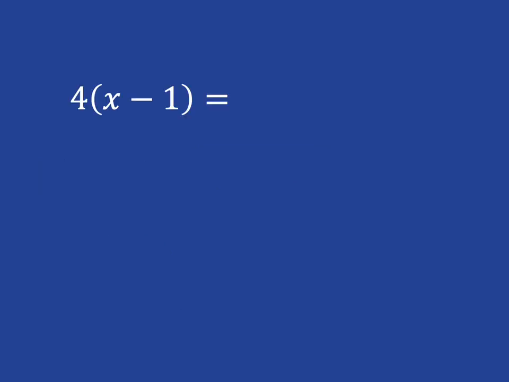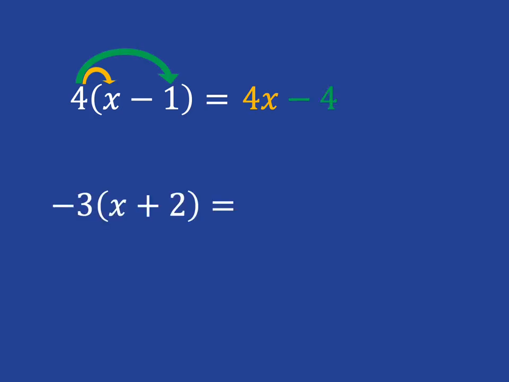So let's try a few more examples. 4 multiplied by x minus 1. The 4 needs to multiply with each term inside the bracket. So 4 needs to multiply with x, and you get 4x. 4 needs to multiply with minus 1 to give you minus 4.